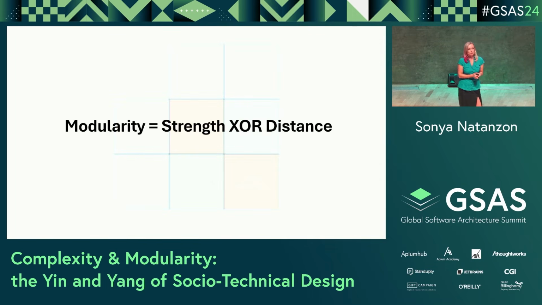Well, we need to balance the integration strength with distance, and we can represent it as strength XOR distance. If your integration strength is high, your distance should be low. That's high cohesion. If your integration strength is low, distance should be high. That's loose coupling. If both are low or both are high, the relationship that ends up existing is a complexity of some sort, either local or global.